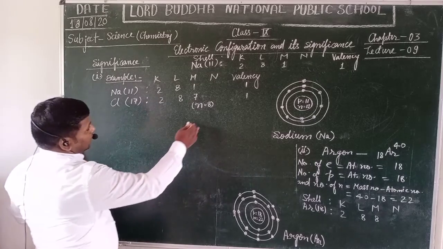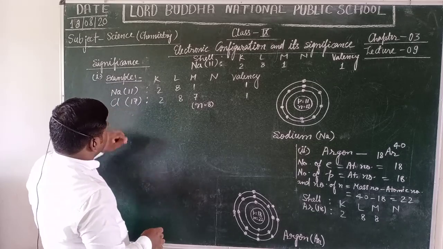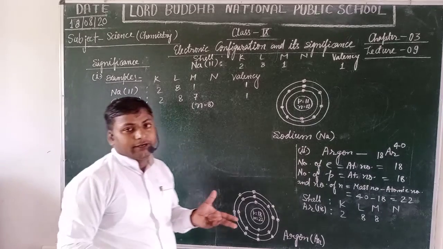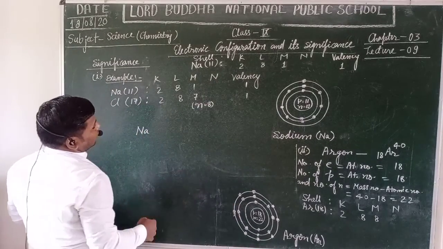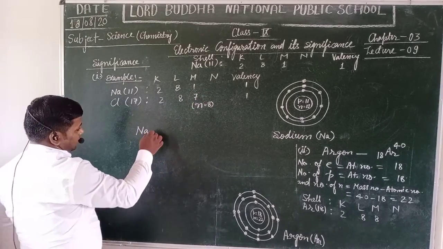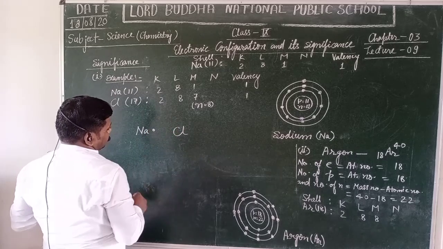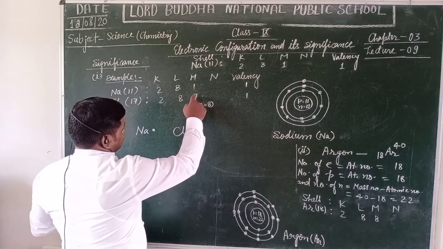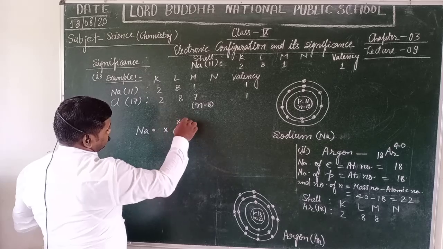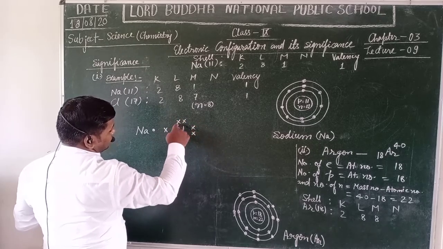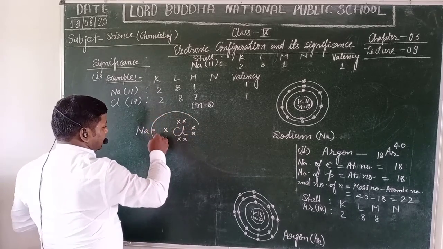Now students, how does the sodium element react with the chlorine element, and how is the molecule of sodium chloride formed? Look at it. Sodium, there is only one electron present in the outermost shell. I represent the electron of sodium by a dot symbol, and the outermost electrons in the chlorine atom I represent by a cross. 2, 4, 6, 1, 7. 7 electrons.